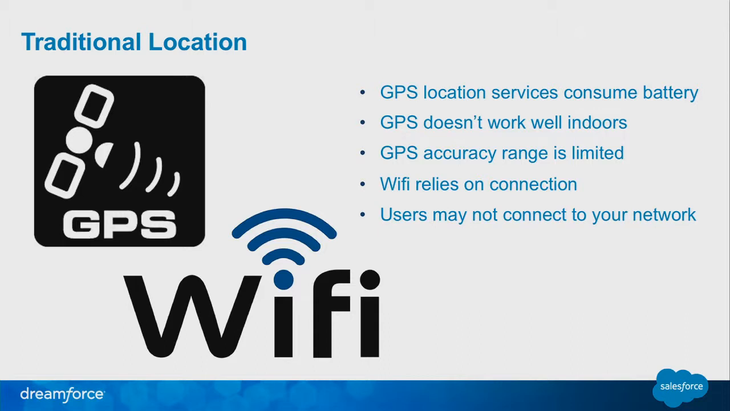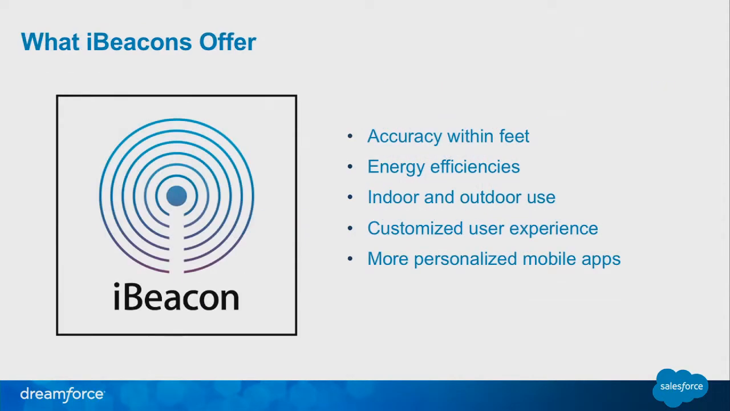So for example, GPS location services consume a lot of battery. If you're locating quite often, it's going to use up a lot of battery. GPS doesn't work well indoors, like I mentioned before. GPS accuracy range is limited. Wi-Fi requires that somebody connects to your Wi-Fi network if they want to find their location. So there's a lot of downsides to using these, although they're very good ways of doing location.